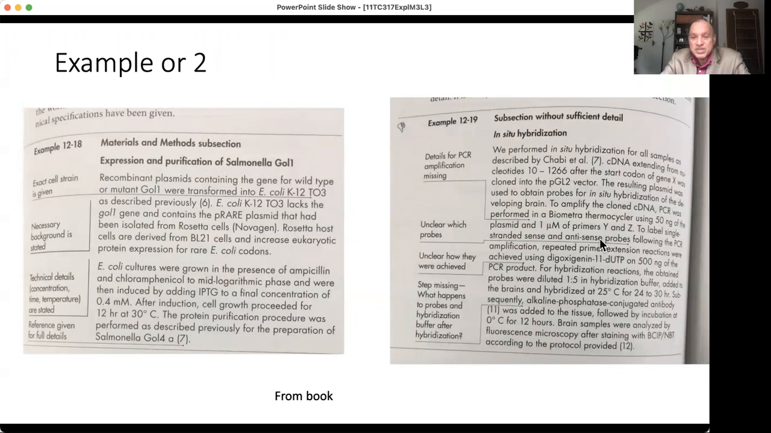So it sounds interesting, it sounds scientific, sounds profound, sounds detailed, but if you look at it carefully and you want to repeat this experiment, you say, no, I don't understand. What primer do I use? What is the temperature? What is the buffer? What's the length of time? So many variables are not defined in here. A step is missing: what happens to probes and hybridization buffer after hybridization? All kinds of questions are asked and they're not answered.